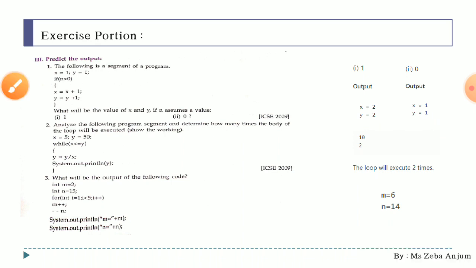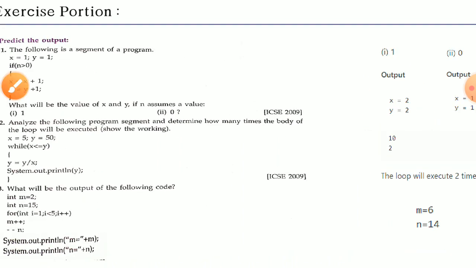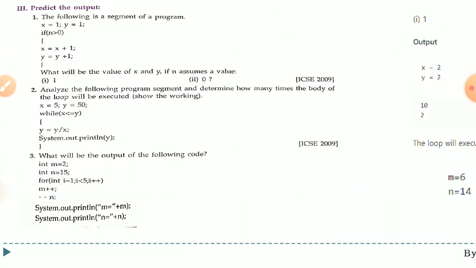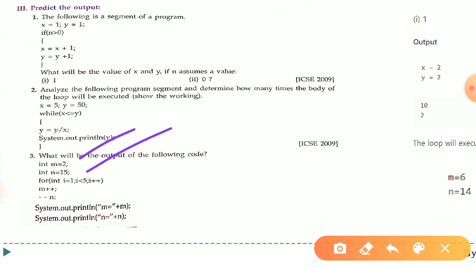Okay, for the third one, see what will be the output of the following code. Now for this one we are having m equals to 2, n equals to 15. We are having this for loop. Now my dear students, please notice that we are not having any curly bracket after the for loop. So it is understood that only m plus plus is there in your for loop. As a statement only m plus plus will be executed again and again for your for loop, but minus minus n will be evaluated only once. I hope this thing is clear.